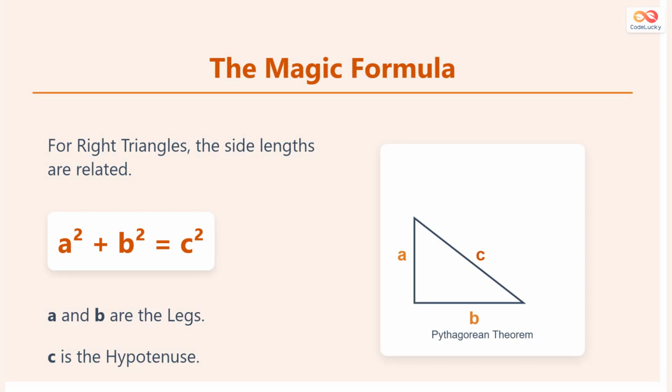There is a famous mathematical relationship between the sides of a right triangle called the Pythagorean Theorem. It states that the square of leg A plus the square of leg B equals the square of the hypotenuse C.